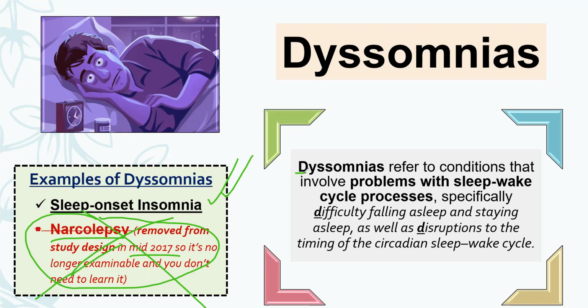Okay, now dysomnias, as I said before, one type of dysomnia is sleep onset insomnia. They sound the same as well. But dysomnias as a whole refer to sleep issues or sleep conditions that involve difficulty. So D for dysomnia, D for difficulties falling asleep, as well as disruptions to the sleep-wake cycle. Okay, so that's how you can remember what dysomnias are about.